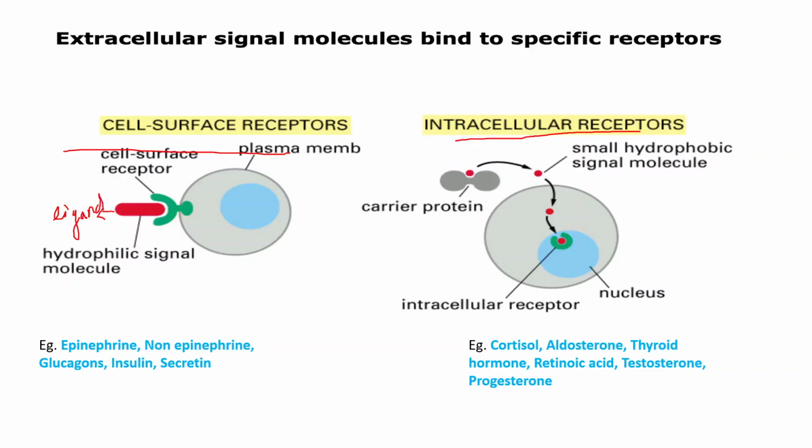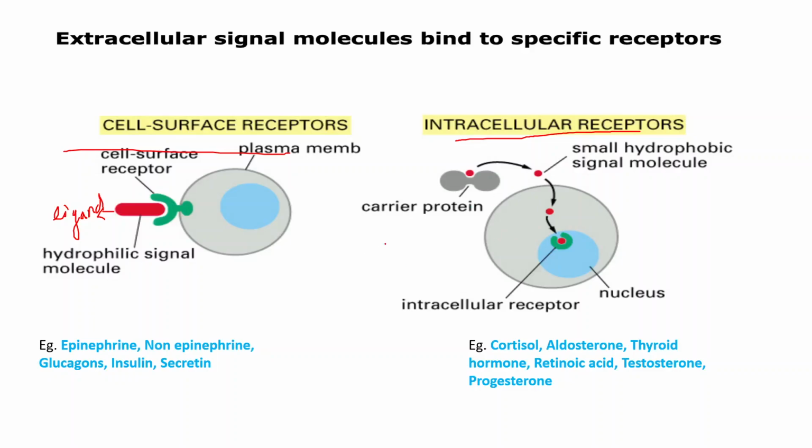This ligand should be hydrophilic in nature because it is present in the outer environment, in contact with water. This type of receptor is called the cell surface receptor because it is present on the outer surface of any kind of cell, whereas the intracellular receptor is one which is present inside of the cell.